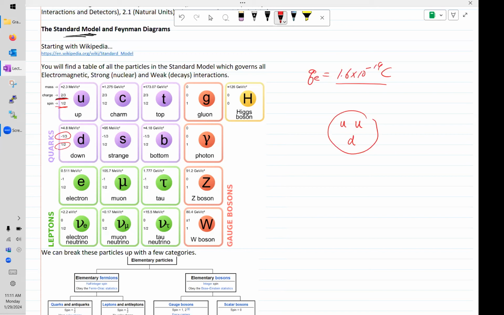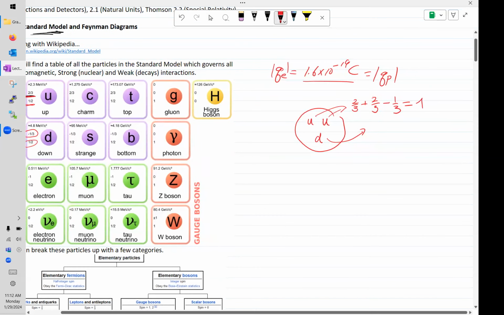And remember that the charge of a proton is actually, in absolute value, the same as the charge of an electron, also 1.6 times 10 to the negative 19 Coulomb. Since each of these up quarks has 2/3 of the fundamental charge, and the down quark has negative 1/3, if you add all this up, it adds up to exactly 1. So the proton has the same charge as an electron in magnitude, because it is made of two up quarks and one down quark.